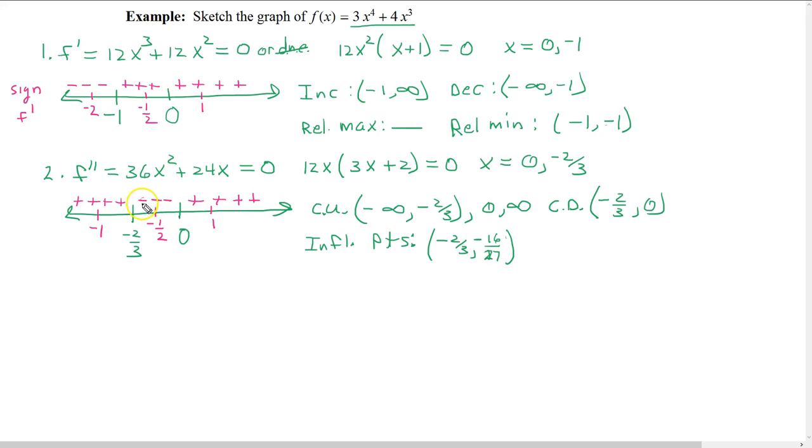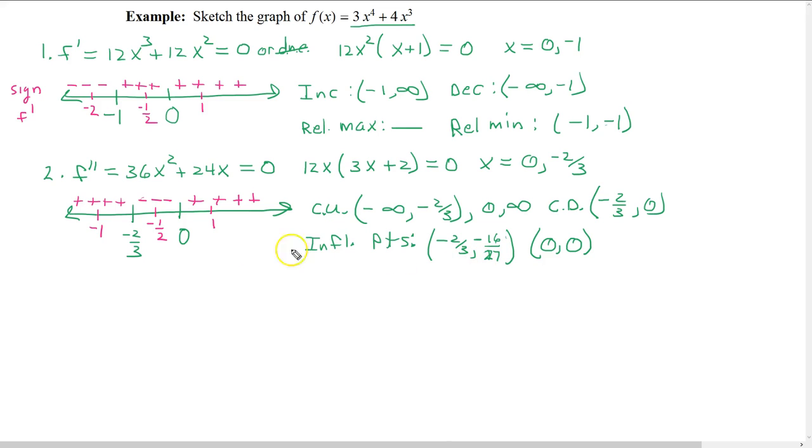And we also have an inflection point at 0. See, we have changed from concave down to concave up at 0. And if we put 0 back into the original function, we get back 0. 3 times 0 plus 4 times 0. So there are both of our inflection points.